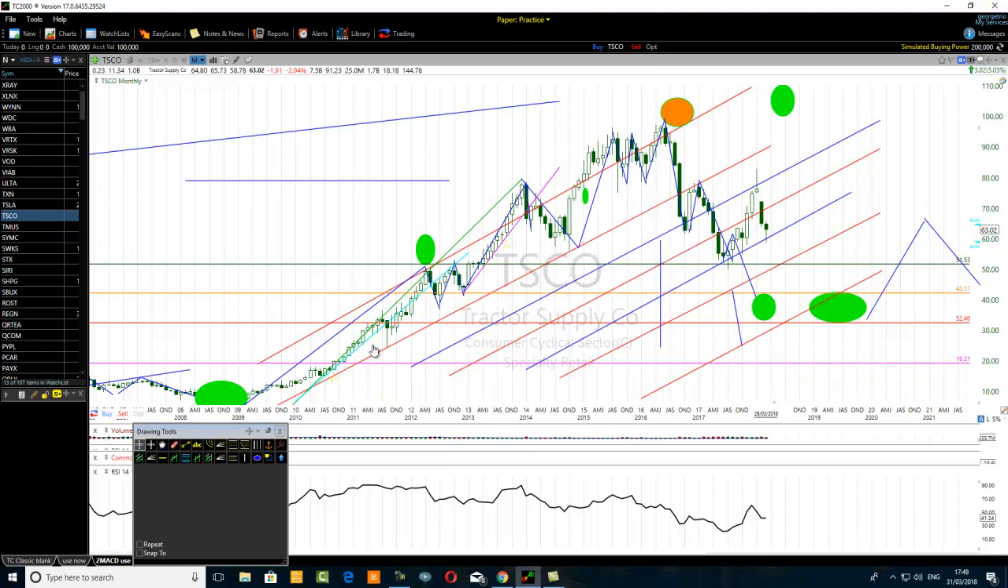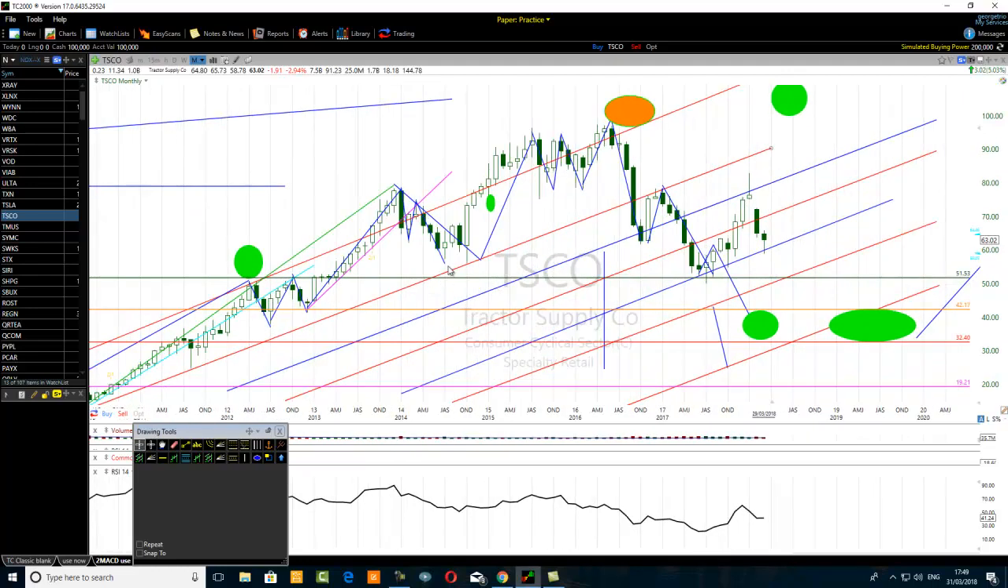Break below that common set trend line. And then the price retested carefully there. And then the price calmed down again. Now, again, you can see here we have a double bottom chart pattern. That's what you're talking about.